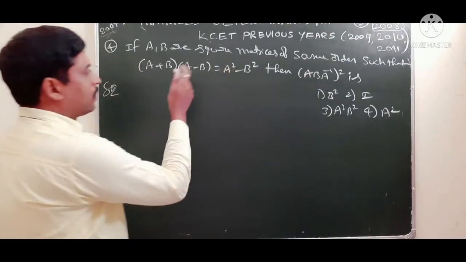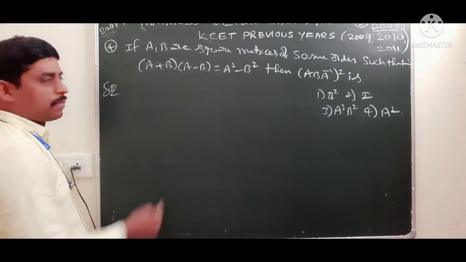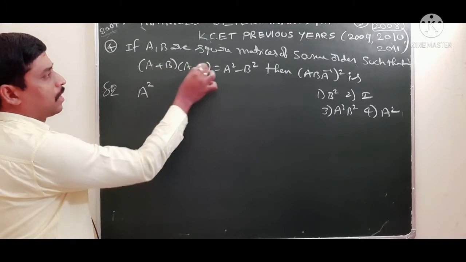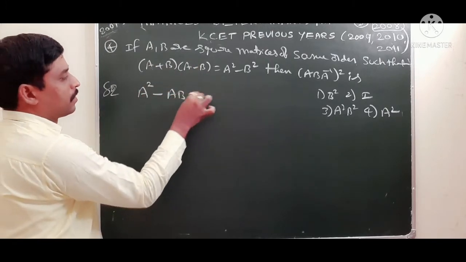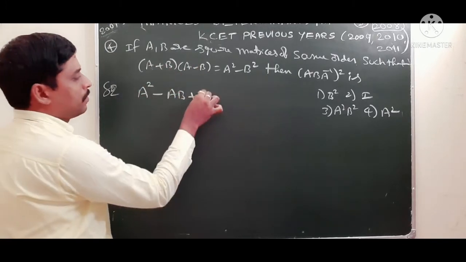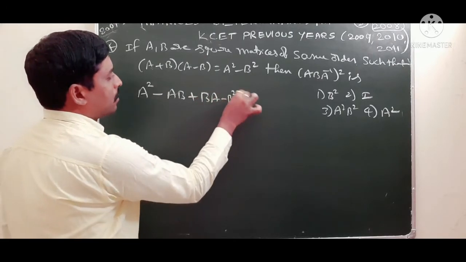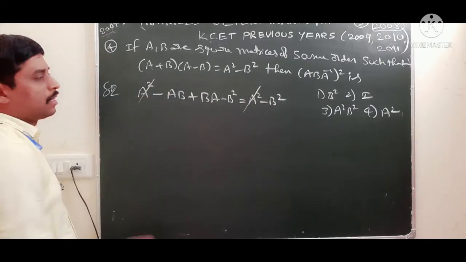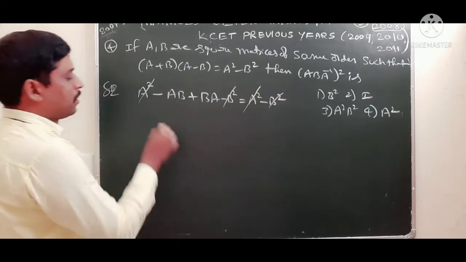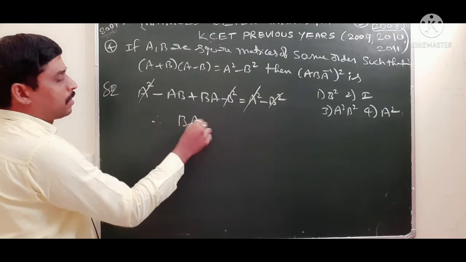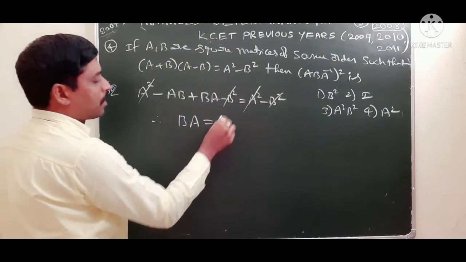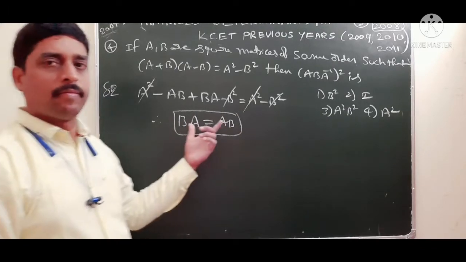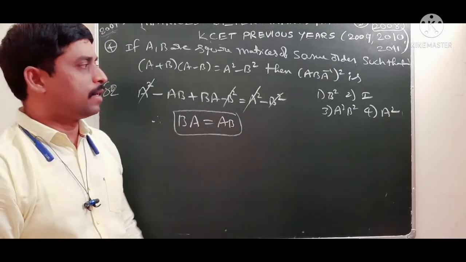Let us simplify this condition. A plus B into A minus B. First A multiplies with A minus B: A into A is A square, A into minus B is minus AB. Then B multiplies with A minus B: BA minus B square, is equal to A square minus B square. On both sides A square gets cancelled as well as minus B square. Therefore BA is equal to minus AB; bringing it to the right side, plus AB. BA is equal to AB. We got it, AB is equal to BA.